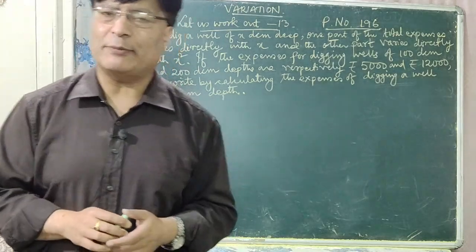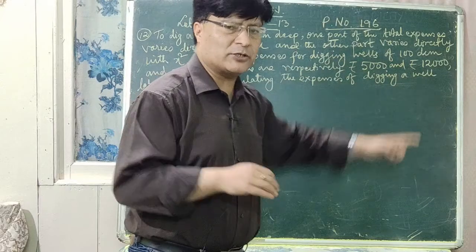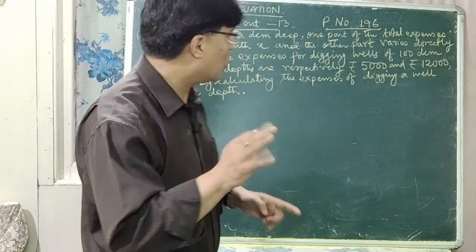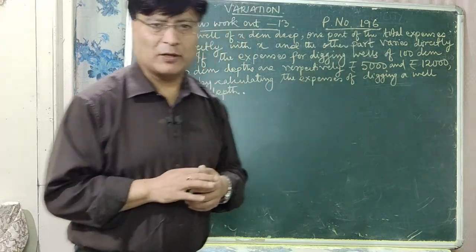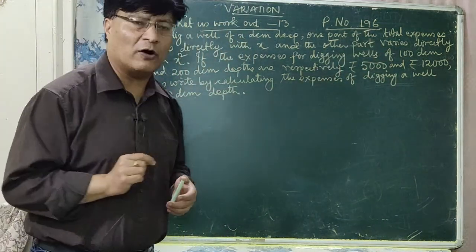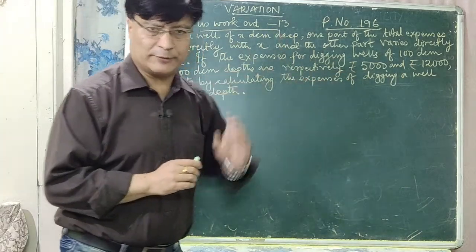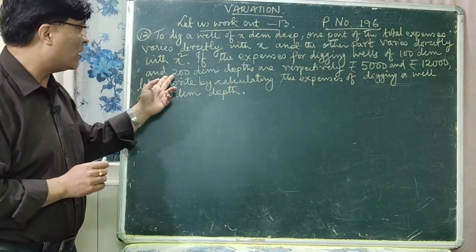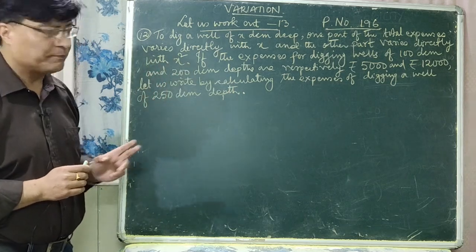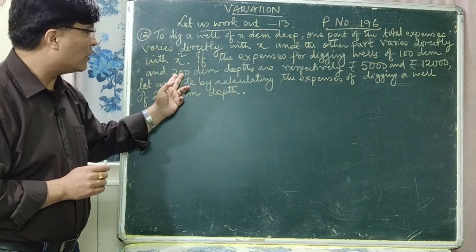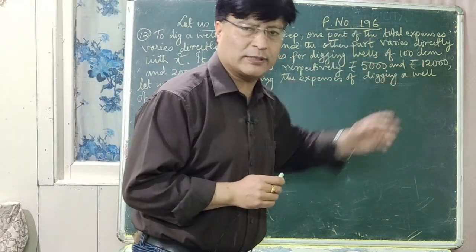So in the question, it says that to dig a well of 100 decimeter deep, the expense is rupees 5000, and to dig a well of 200 decimeter depth, the expense is rupees 12000.